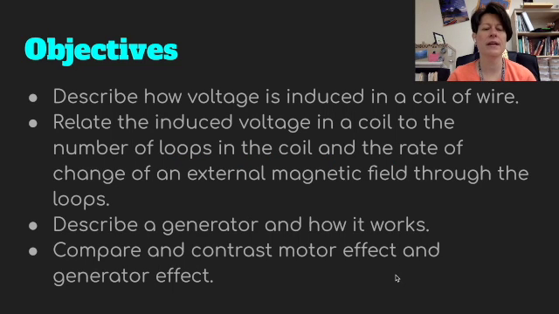So our objectives today are to describe how voltage is induced in a coil of wire, relate the induced voltage in a coil to the number of loops in the coil and the rate of change of an external magnetic field through the loops, describe a generator and how it works, and compare and contrast motor effect and generator effect.